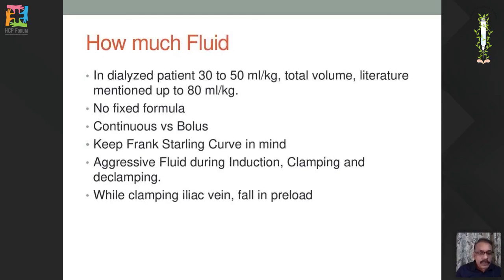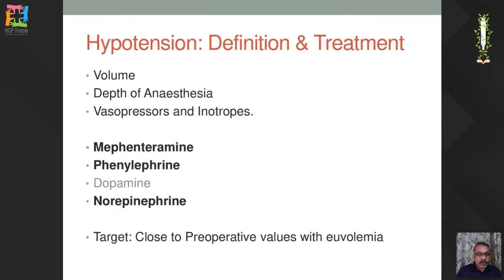Now, how much fluid? There is no single formula. Somewhere between 30 to 50, and some literature has said up to 80 ml of fluid per kg in total that you can give the recipient, depending on their post-dialysis status, their response and the blood loss. You can give it continuously or as a bolus, and you have to keep the patient's status on the Starling curve in mind, whether they are in the responsive or unresponsive state, which is difficult, and each patient will be at a different level. But aggressive fluid is definitely needed during induction, at the clamping and declamping. You also have to remember that when they clamp the iliac vein, the CVP goes down because of the decrease in preload.